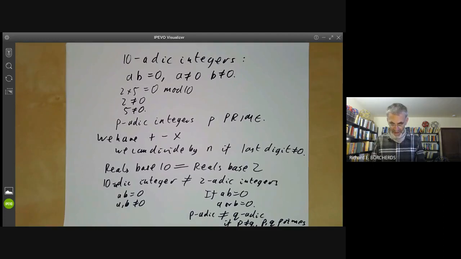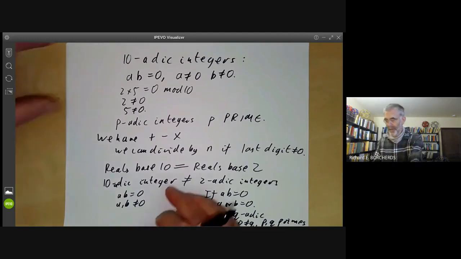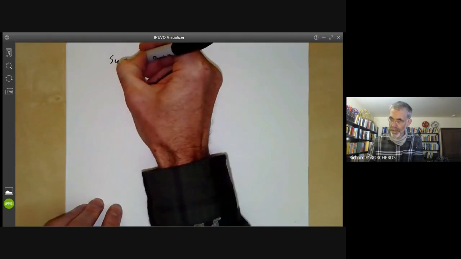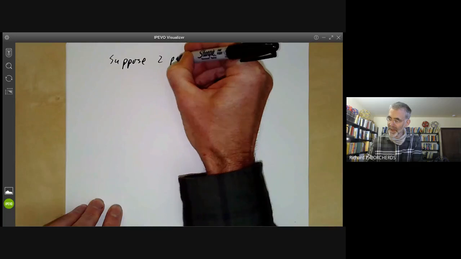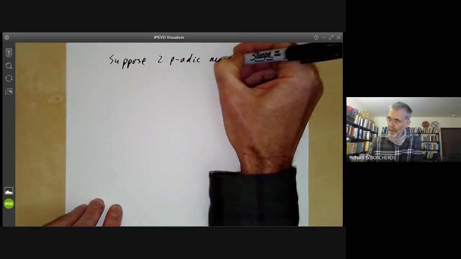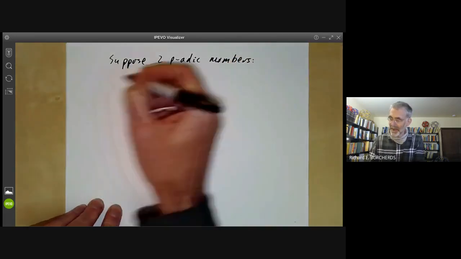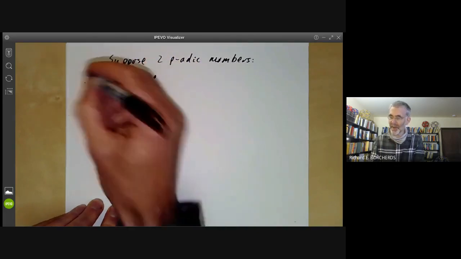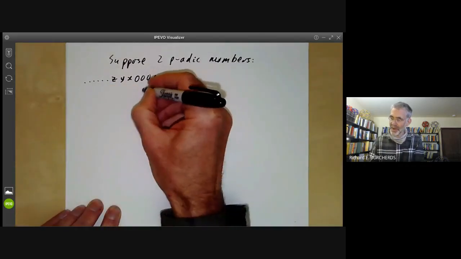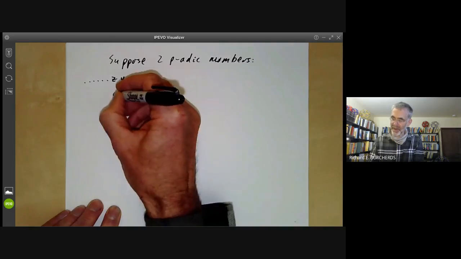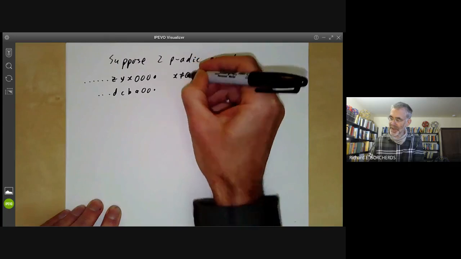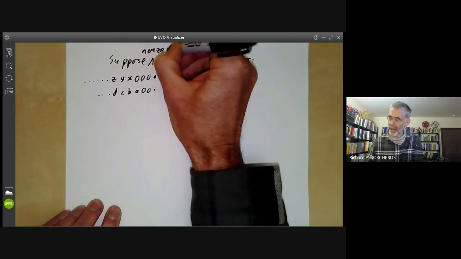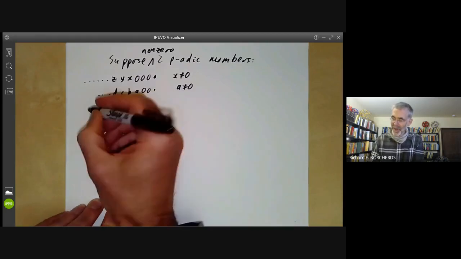We should just check what I said about the p-adic numbers having no zero divisors. So suppose that we have 2 p-adic numbers, and let's write them out in base p. It might end in a few zeros, and then it might have a digit x and a digit y and a digit z. And as you remember, it can go on infinitely far to the left. And we might have another one, which maybe looks like this, and then its digits might look like this. And we can choose x not equal to zero and a not equal to zero if the numbers are non-zero. So we're choosing 2 non-zero p-adic numbers.